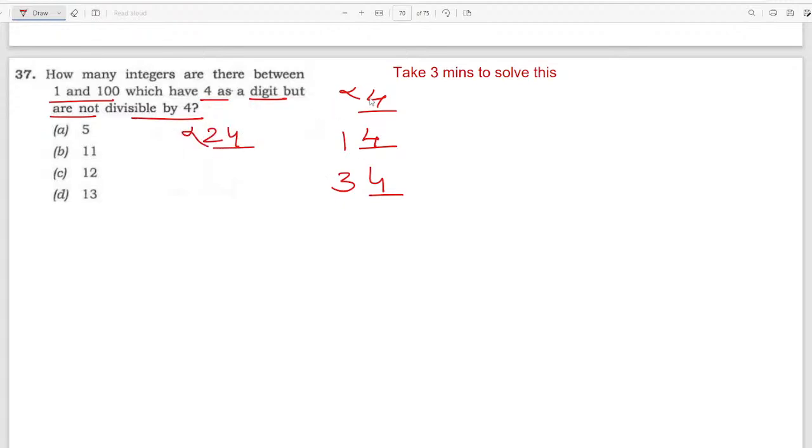Sorry, 24 is divisible by 4. 4 is divisible by 4. 34 is not divisible by 4. 14 is not divisible by 4. 44 is divisible by 4.